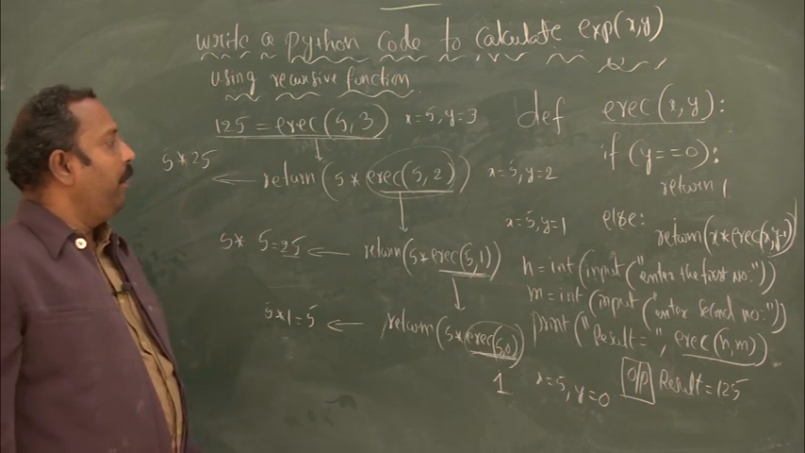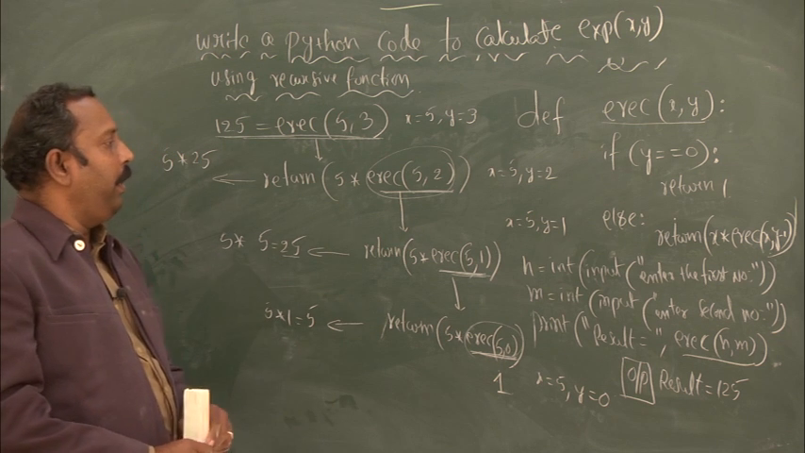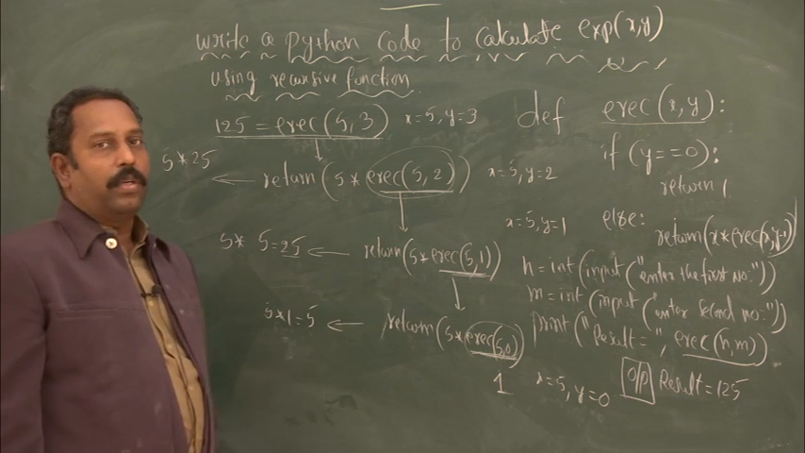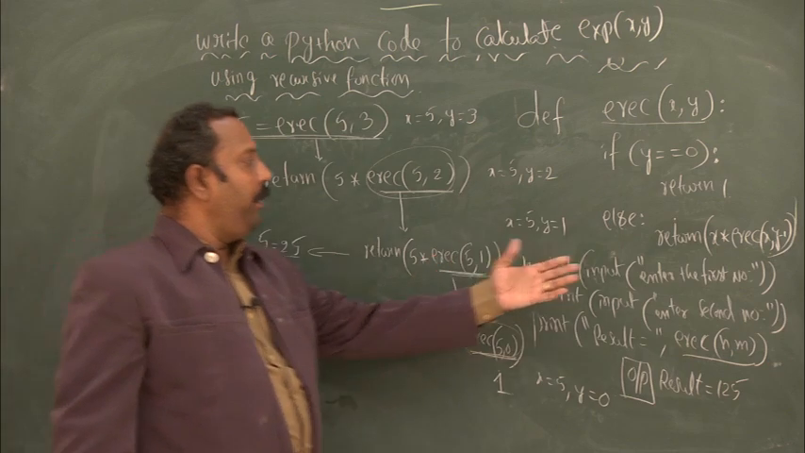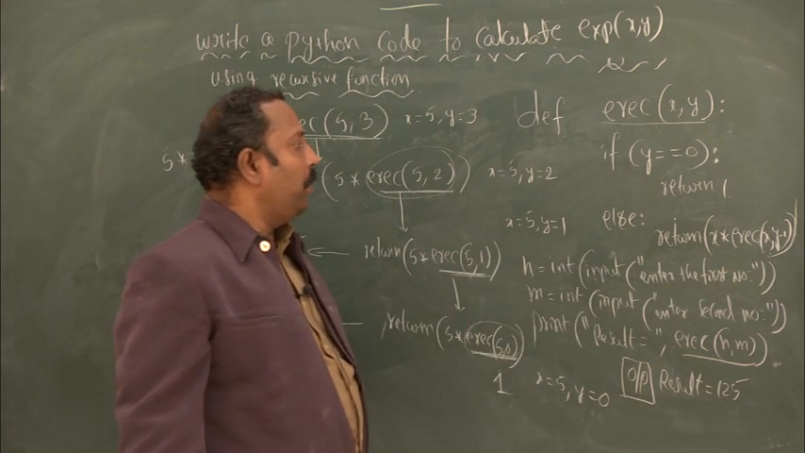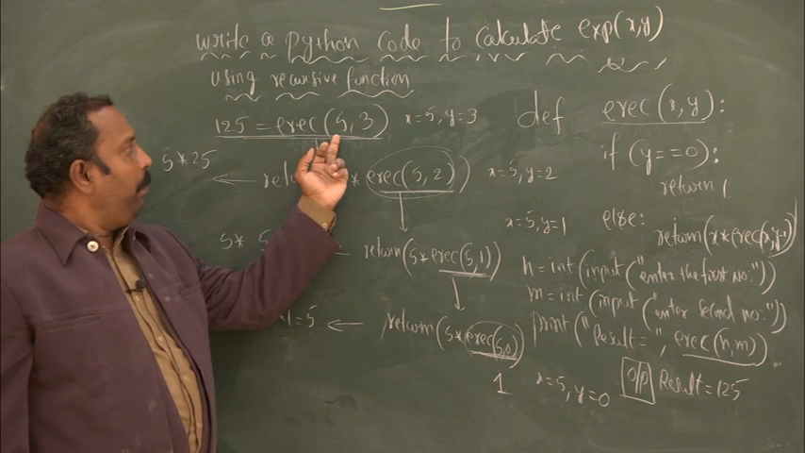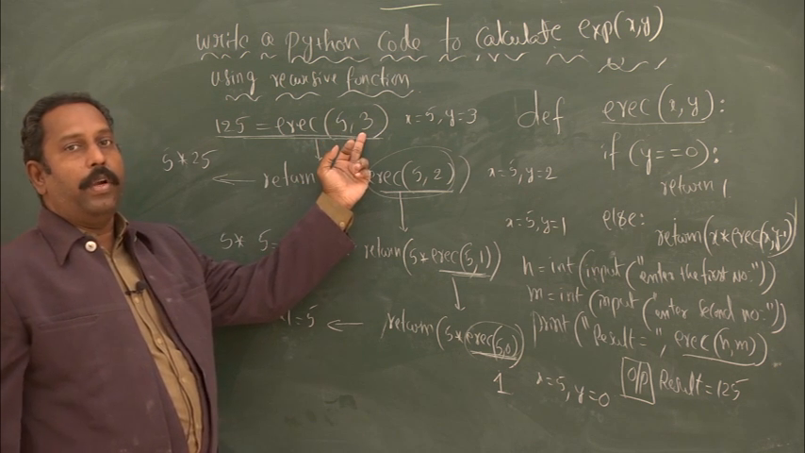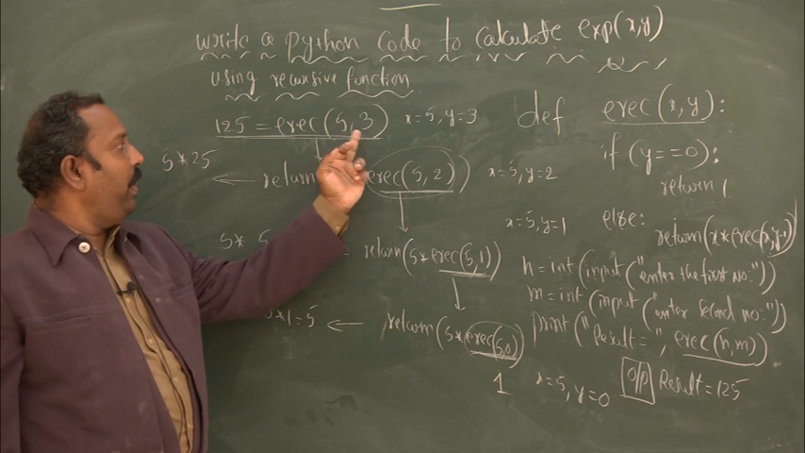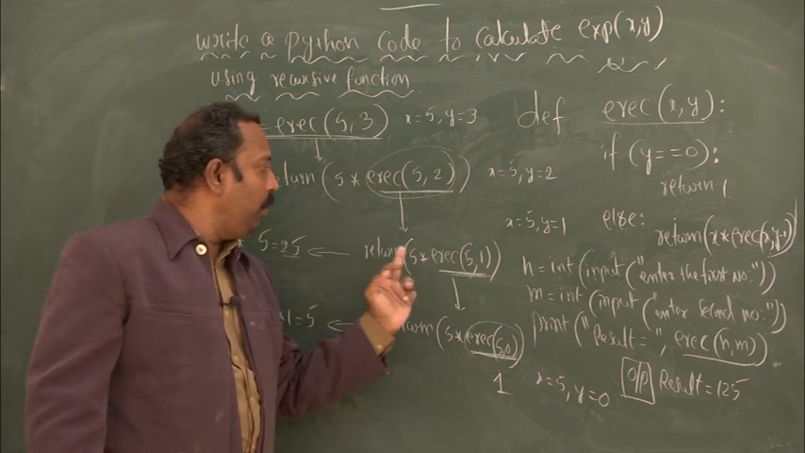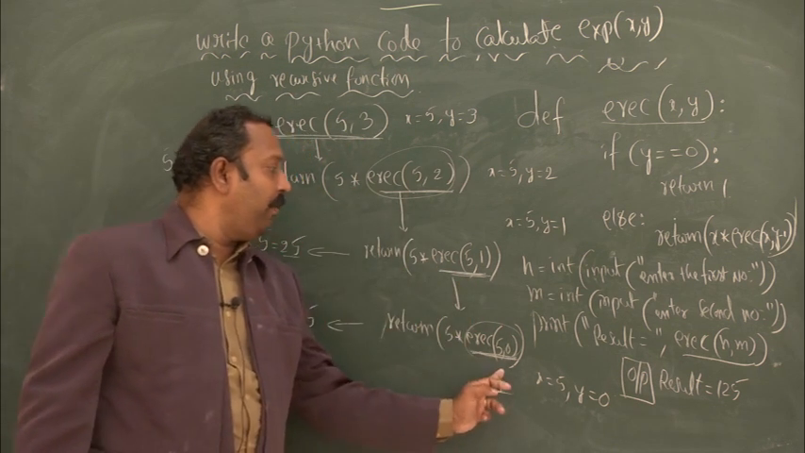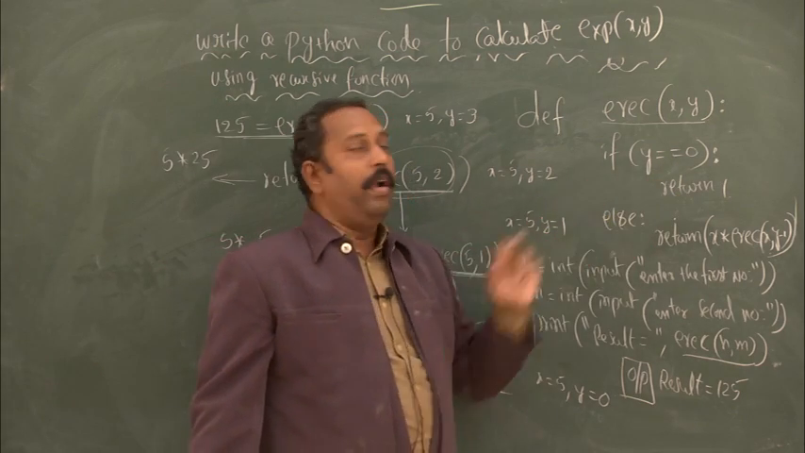So this is the way of calculating exponent by using a recursive function. Simply what you have to do, every time we will do minus 1. Every time, here you see the number is 5 only, but how many times do you want to execute? 3 times. That's 5 comma 3, next 5 comma 2, next 5 comma 1, next 5 comma 0. Whenever there is a 0, it returns 1.